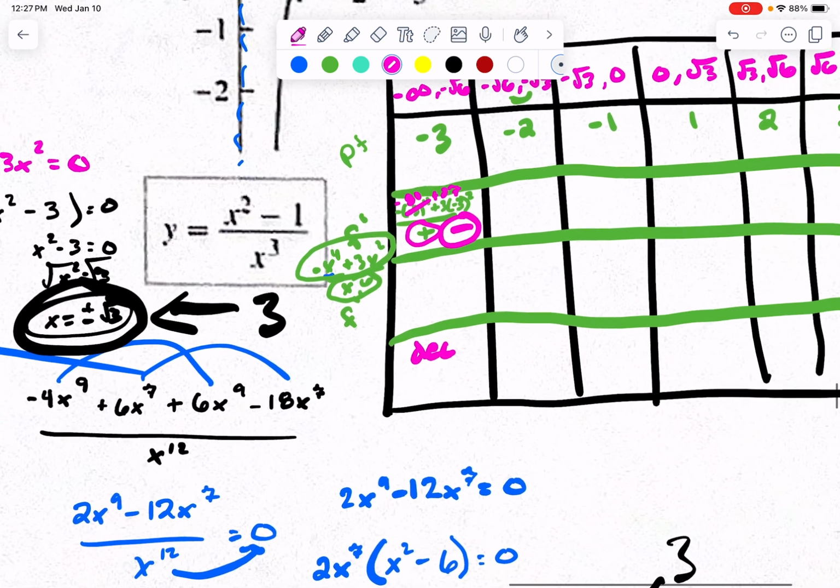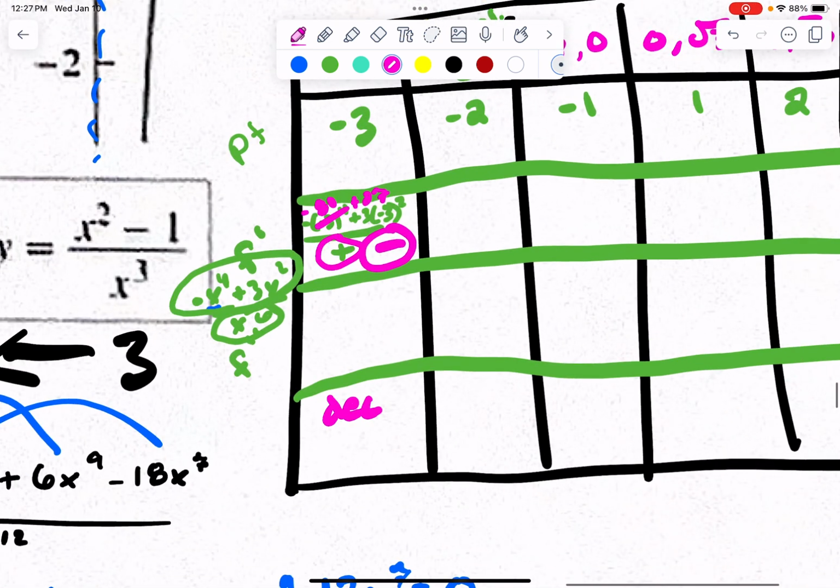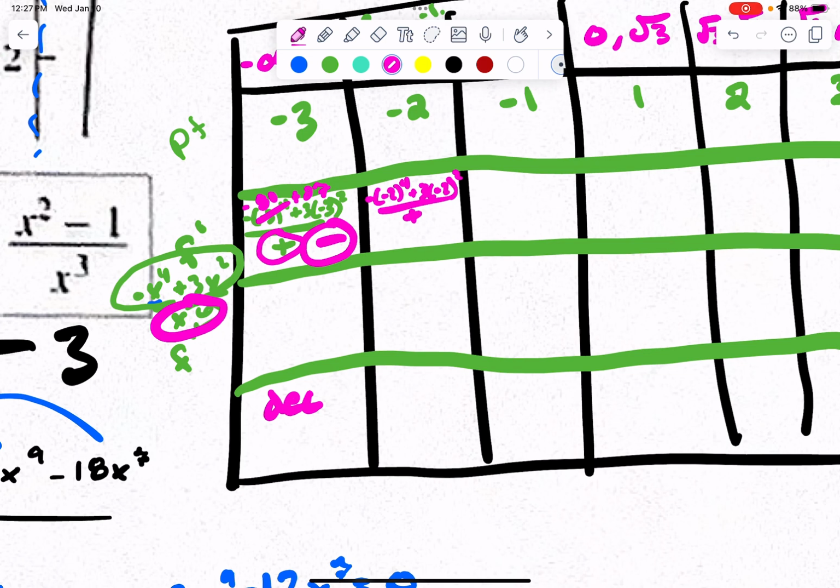All right. Now we have to plug in negative 2. So negative 2 to the 4th plus 3 times negative 2 squared, all over a positive number on the bottom because it's to the 6th power, so we don't really care what it is. Negative 2 to the 4th power is 16, so that's negative 16.